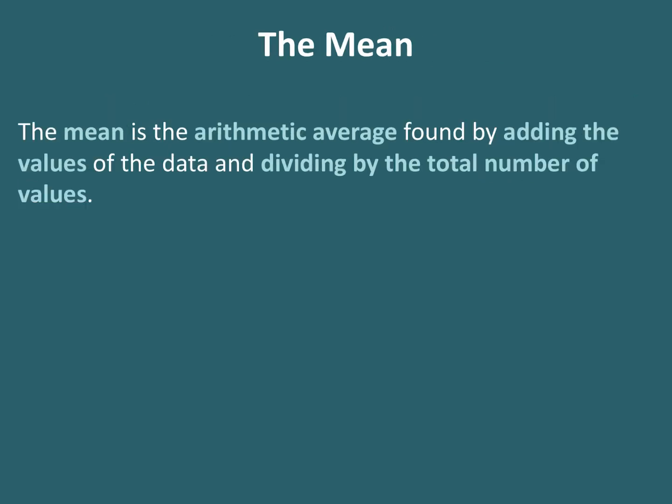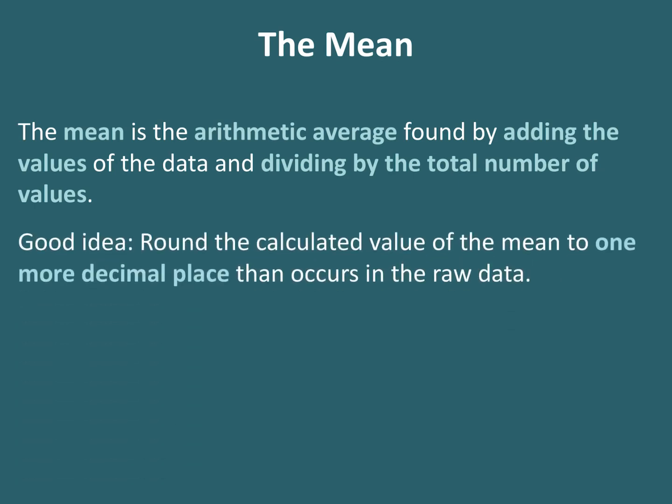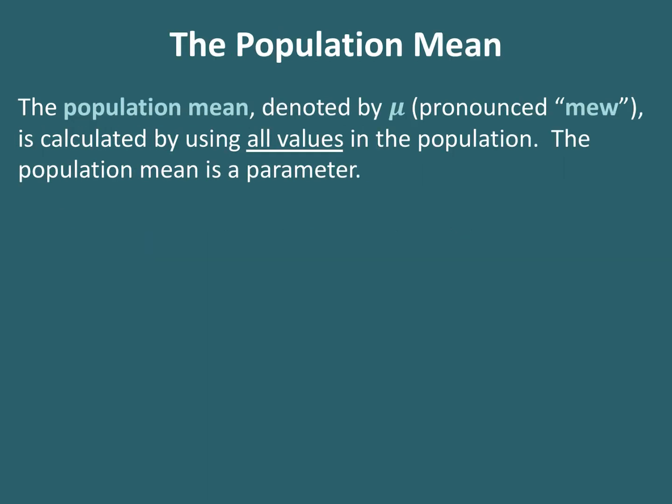The mean is the arithmetic average, found by adding the values of the data and dividing by the total number of values. It would be a good idea to round the calculated value of the mean to one more decimal than occurs in the raw data. The population mean, denoted by the Greek symbol mu, is calculated by using all values in the population. The population mean is called a parameter.